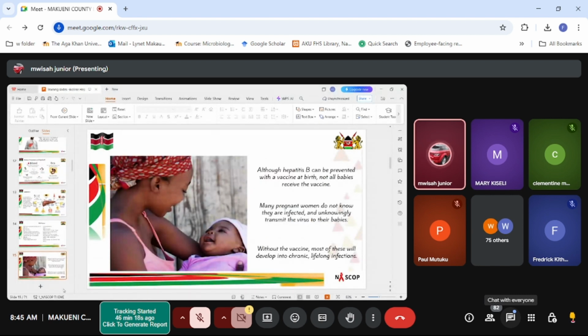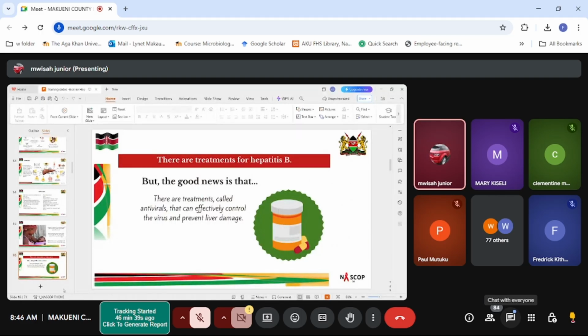Although hepatitis B can be prevented with a vaccine at birth, not all babies receive the vaccine. Many pregnant women do not know they are infected and unknowingly transmit the virus to their babies. Without the vaccine, most of these will develop into chronic, lifelong infections. But the good news is that there are treatments called antivirals that can effectively control the virus and prevent liver damage. Facilities with CCC clinics, you know the drug called TDF, tenofovir. That is the drug used to treat hepatitis B.